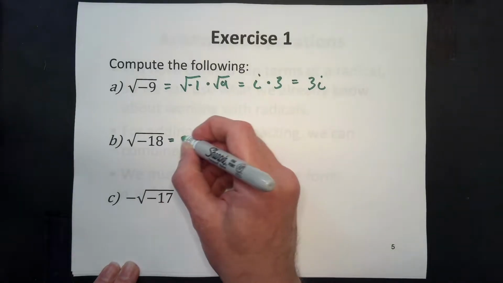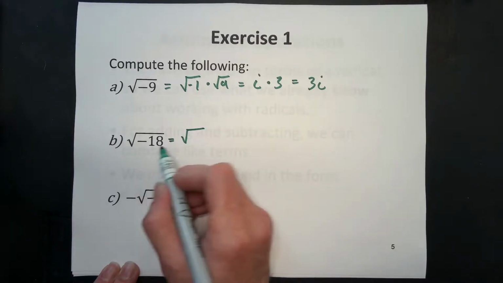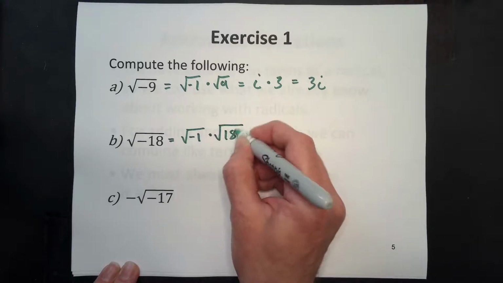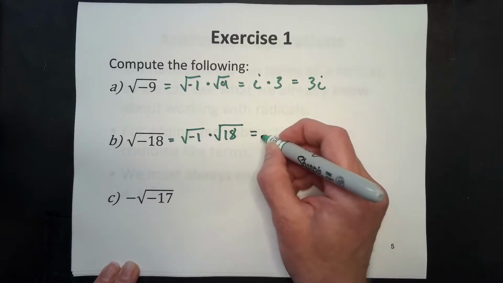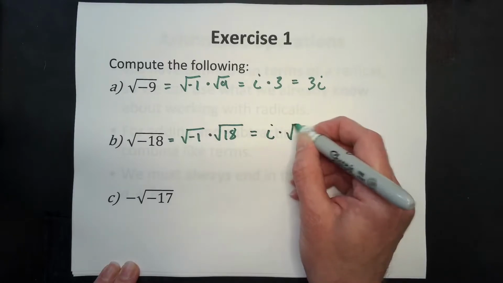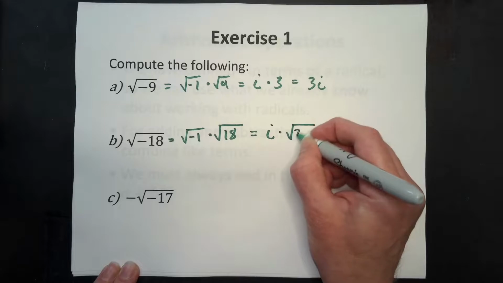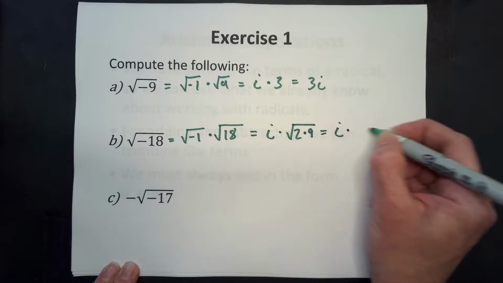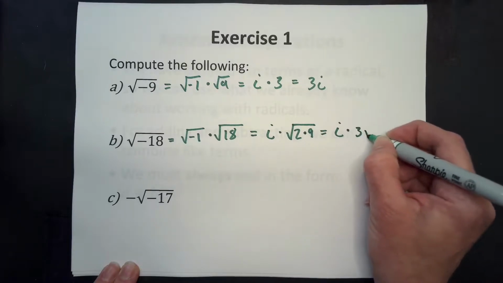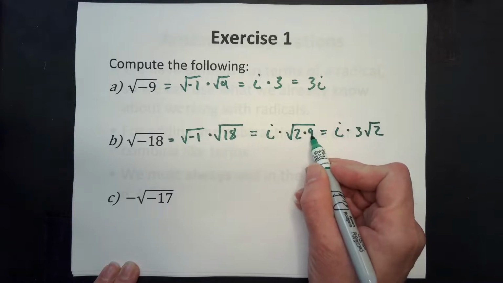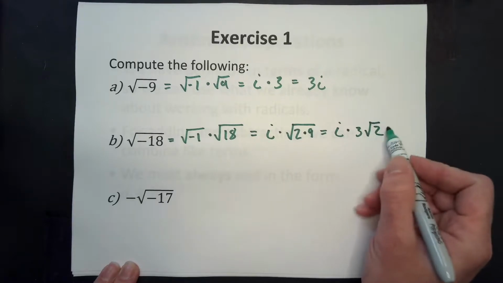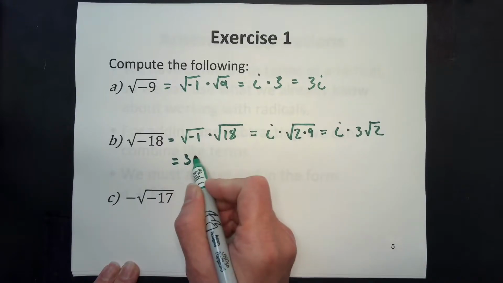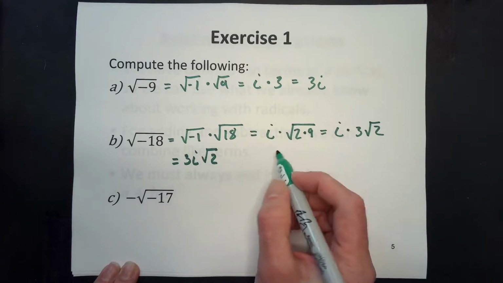We do the same thing for 18. We break it up: the square root of -18 is going to be the square root of -1, and then we're going to multiply that times the square root of 18. 18 is not a perfect square, but it does have a perfect square in it. It's 2 times 9, so this is going to be i times 3 times the square root of 2. So we took the square root of 9, which gave us 3, and the square root of 2 has to stay behind, so we're going to get 3i square root 2 as one way you write it.